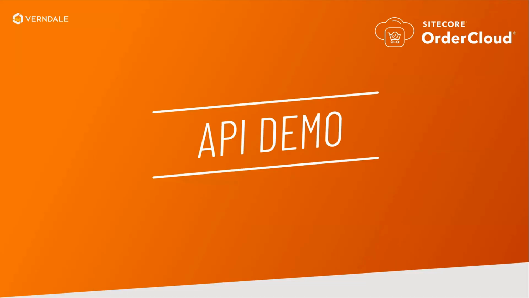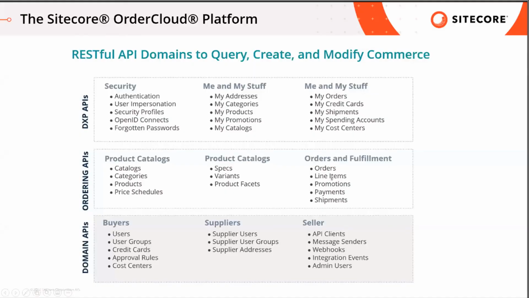Let me go on. So here's a quick summary of the domains, just kind of grouping what I just talked about into the different domains. Sorry, I have a puppy squeaking a ball behind me. We have the administrative section up here. We have security, and then all the impersonation APIs. Then we have the product and product catalog, orders and fulfillments under the ordering APIs grouping. And then down below, we have the buyers, suppliers, and sellers. The actors that are acting within the marketplace are shown under the domain API.